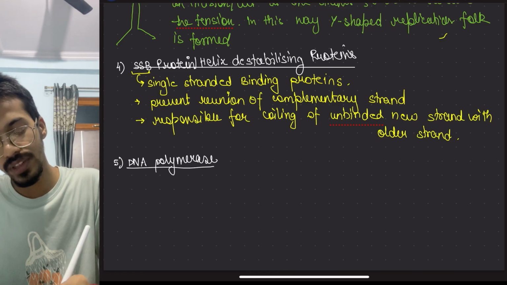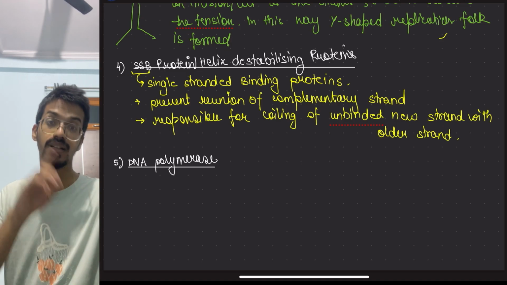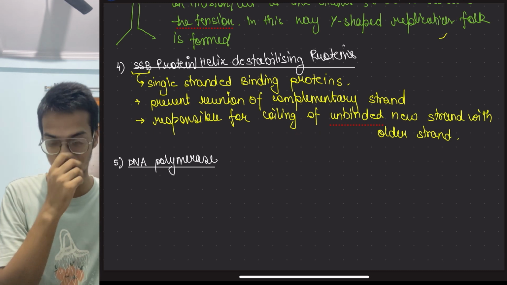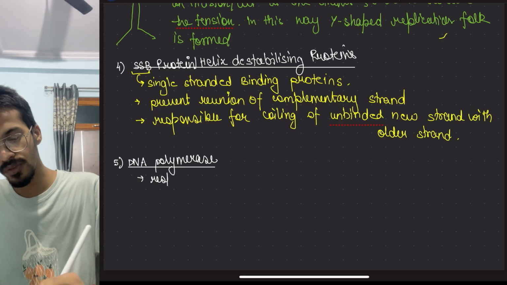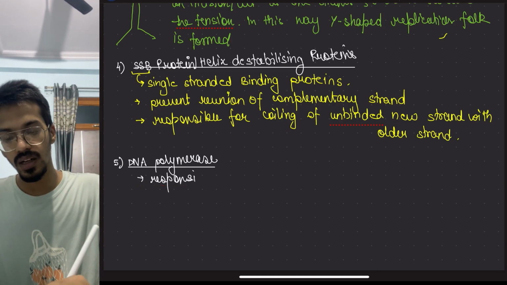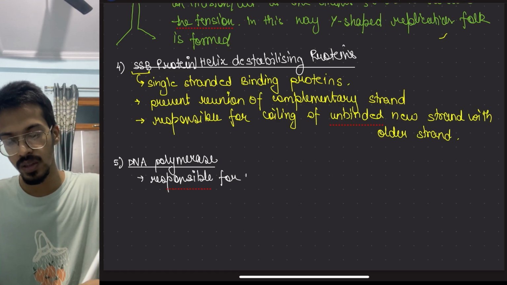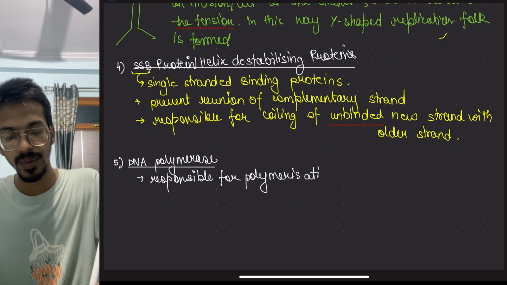So what is the role of DNA polymerase? It is responsible for the polymerization process. DNA dependent DNA polymerase is finding and initiating the process. It is responsible for the polymerization of DNA, meaning it keeps on adding new nucleotides in the new strand.